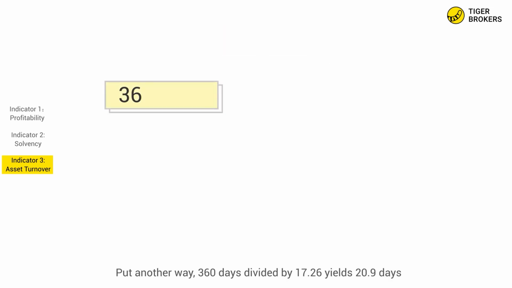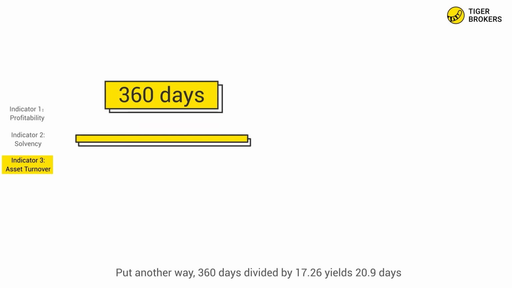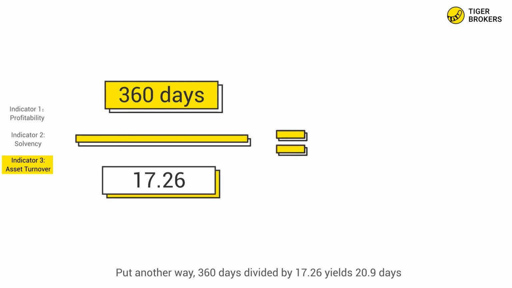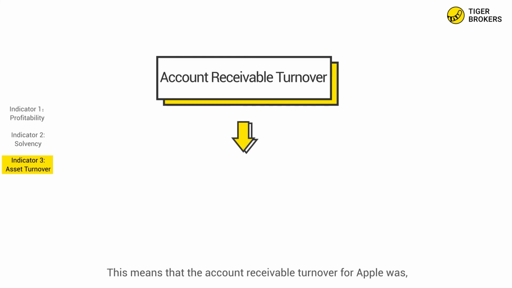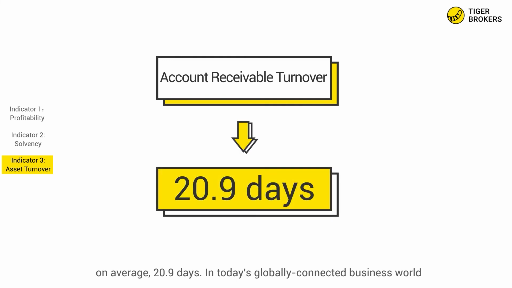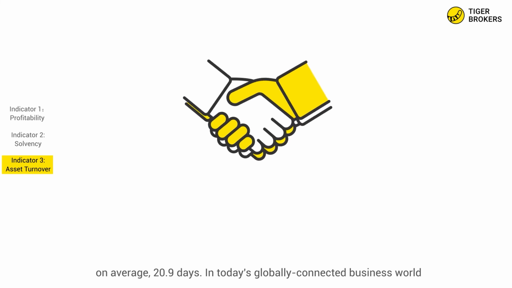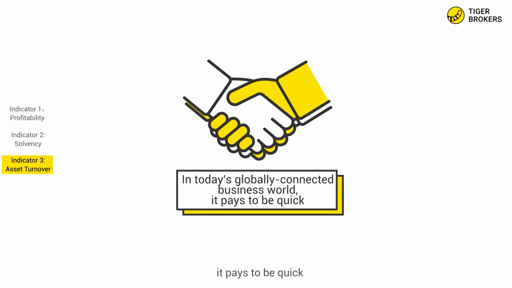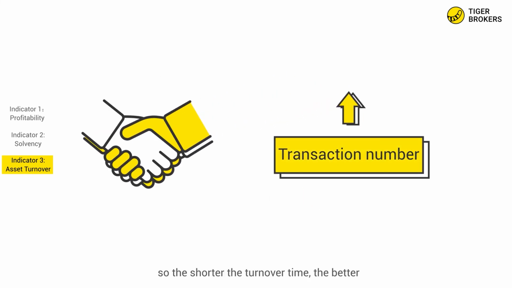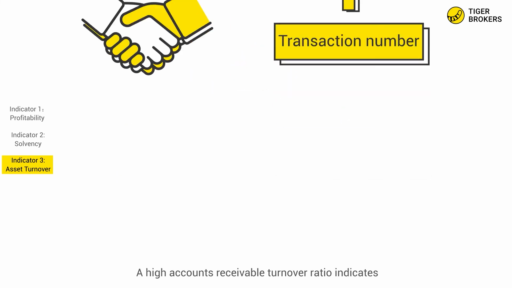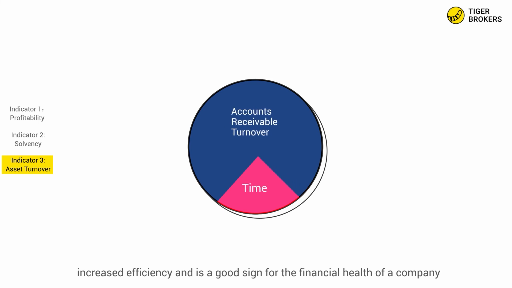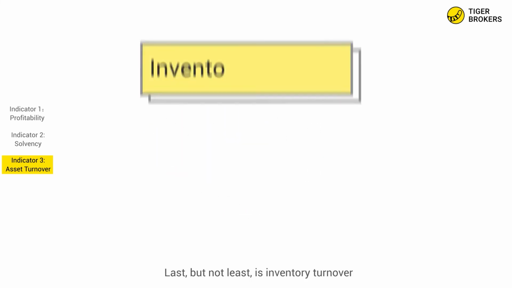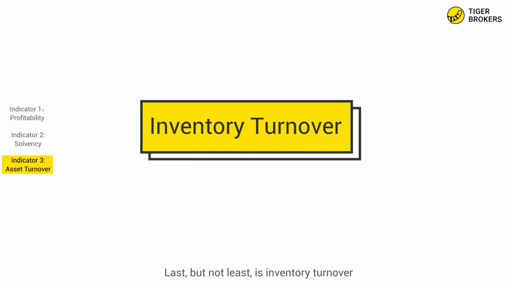Put another way, 260 days divided by 17.26 yields 20.9 days. This means that the accounts receivable turnover for Apple was, on average, 20.9 days. In today's globally connected business world, it pays to be quick. So the shorter the turnover time, the better. A high accounts receivable turnover ratio indicates increased efficiency and is a good sign for the financial health of a company. Last but not least is inventory turnover.